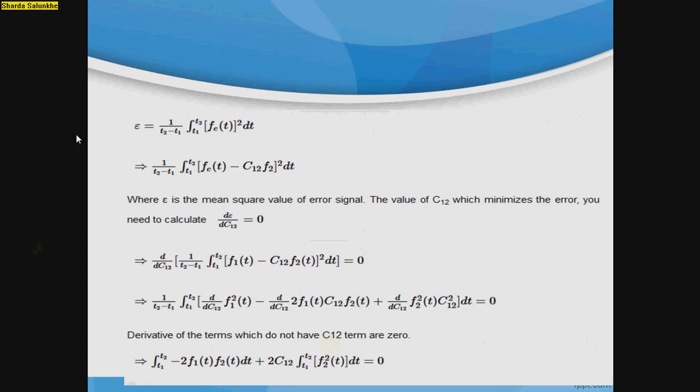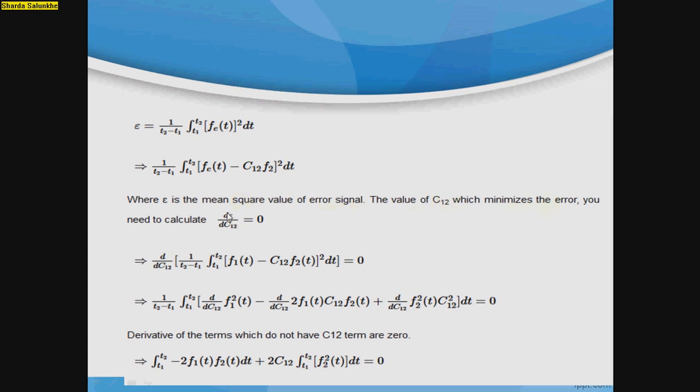So the error function is 1 divided by (t2 minus t1) integration over the period t1 to t2 of [fe(t)] squared dt. That is equal to 1 by (t2 minus t1) integration over the period t1 to t2 of [f1(t) minus c12 f2(t)] squared dt, where epsilon is nothing but the mean square value of the error signal, and c12 is the value which minimizes the error.